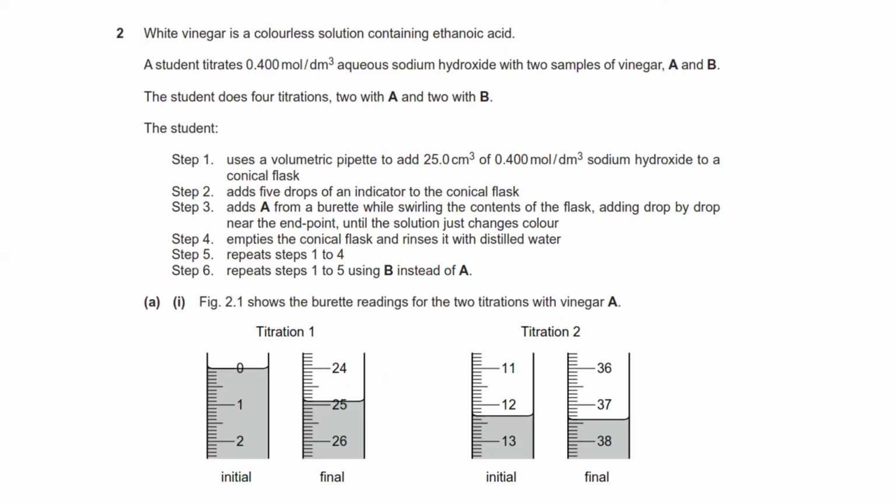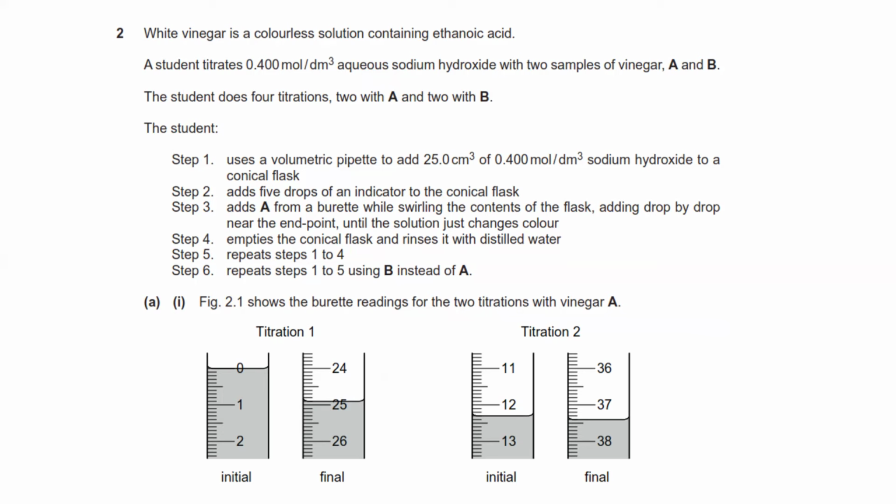Next, part 2. It says, white vinegar is a colorless solution containing ethanoic acid. The student titrates 0.4 mole per decimeter cubed aqueous sodium hydroxide with 2 samples of vinegar, vinegar A and vinegar B. The student does 4 titrations, 2 with A, 2 with B.